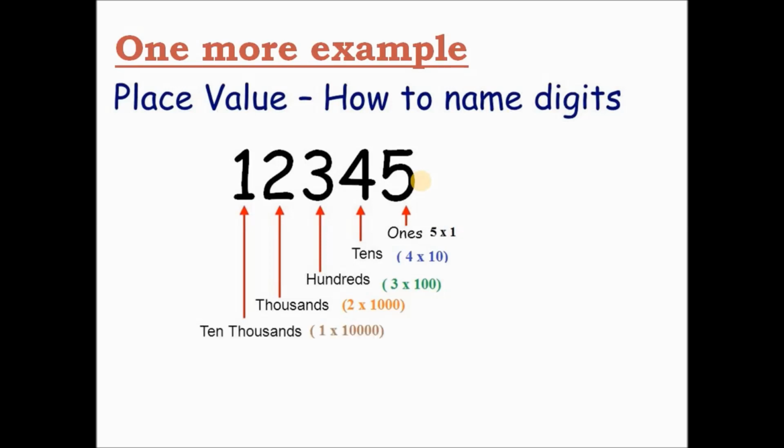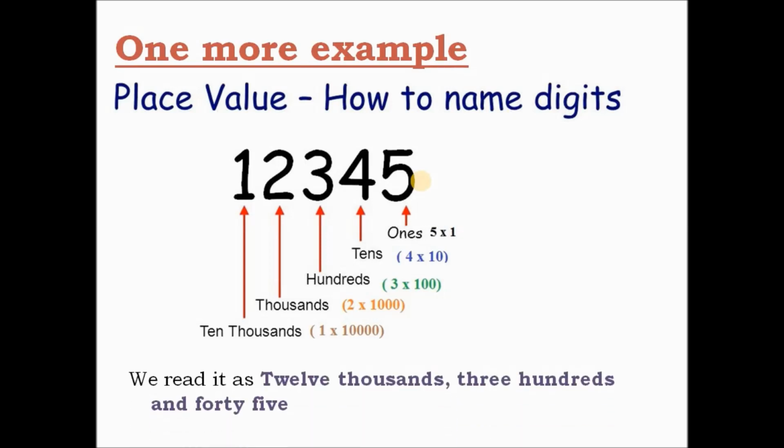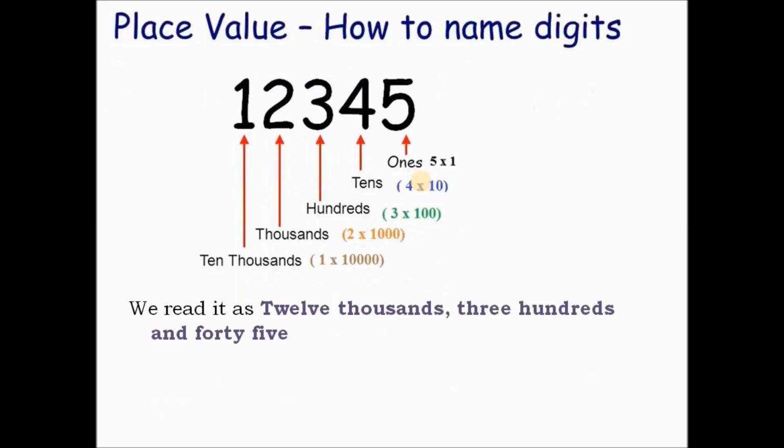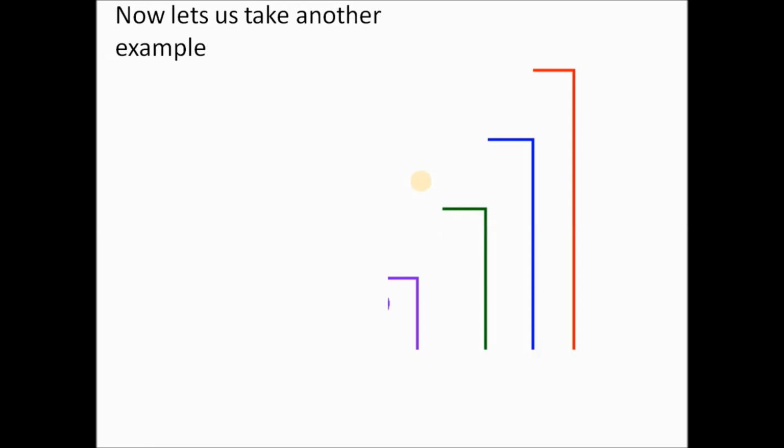So when I want to read this number, it will be twelve thousand three hundred forty-five. And if I want to write it, it will be 12,345. Let us take another example.